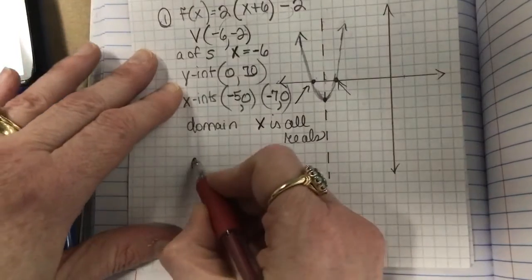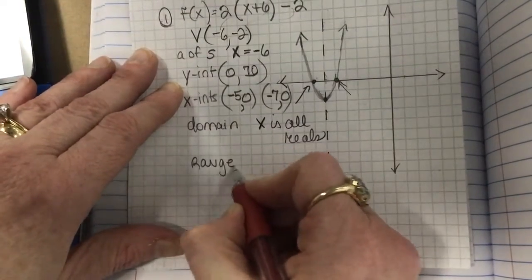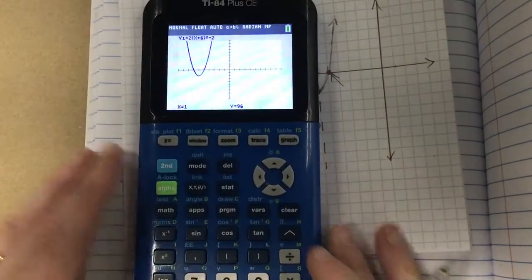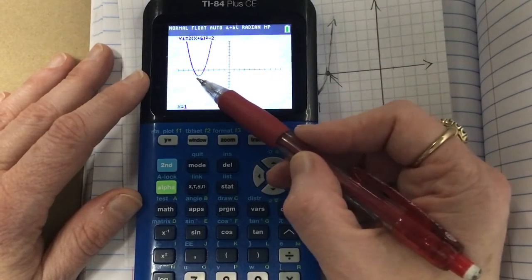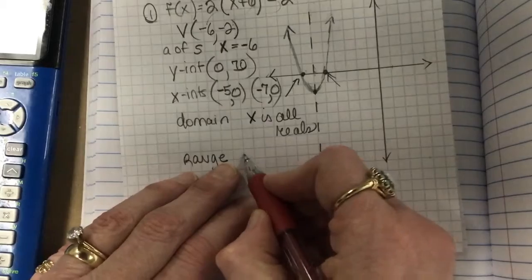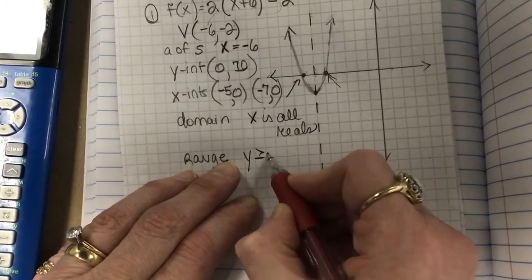Now, what about the range? Now, look at your y's. What's the lowest y that graph goes to? Negative 2. So y is greater than or equal to negative 2.